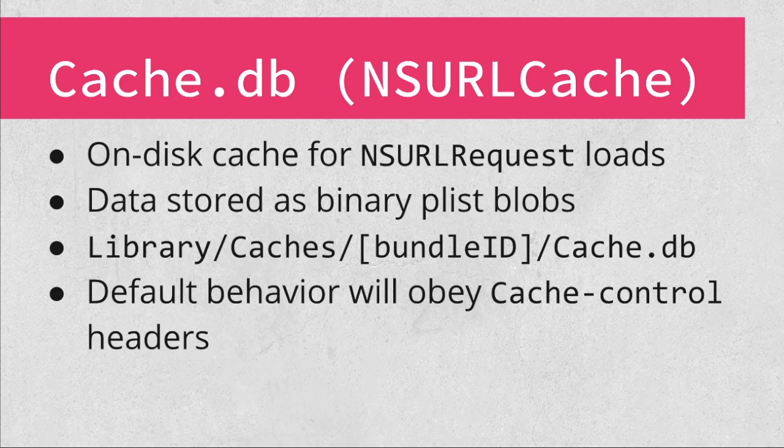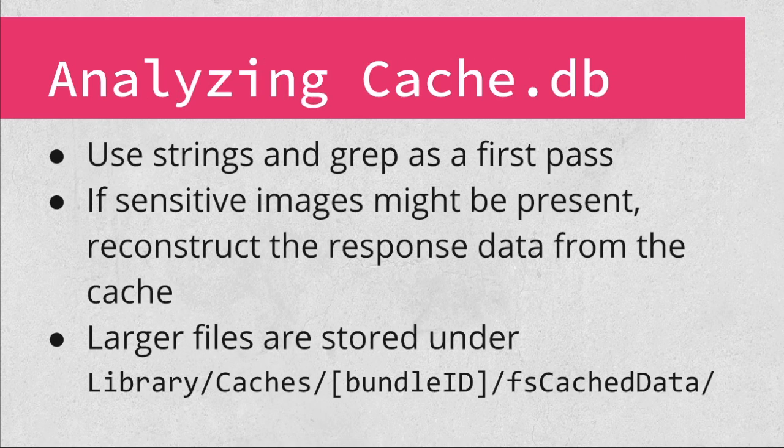The default behavior of the URL loading system is to obey the cache control headers that are sent in server responses. If those headers are absent or allow caching, the request and response data are stored in the database. This can include sensitive information, so the cache is a good place to look for passwords, session tokens, and personally identifiable information. The quickest test you can perform with the cache is extracting strings and looking for known sensitive information, such as grepping for the password you use to log in.